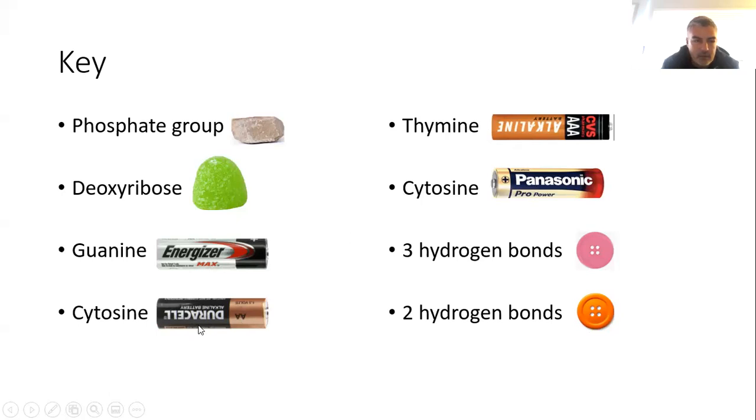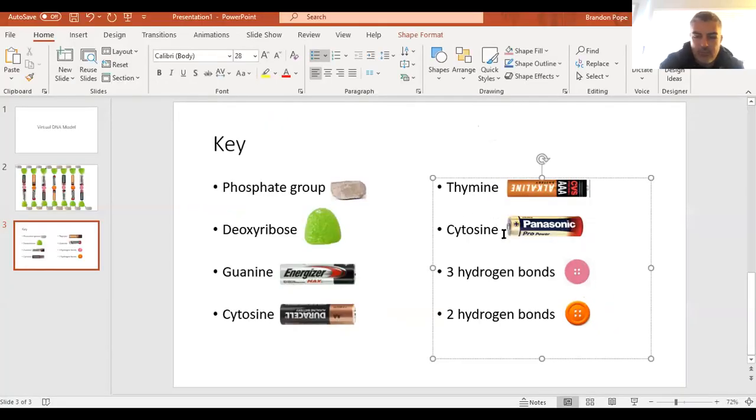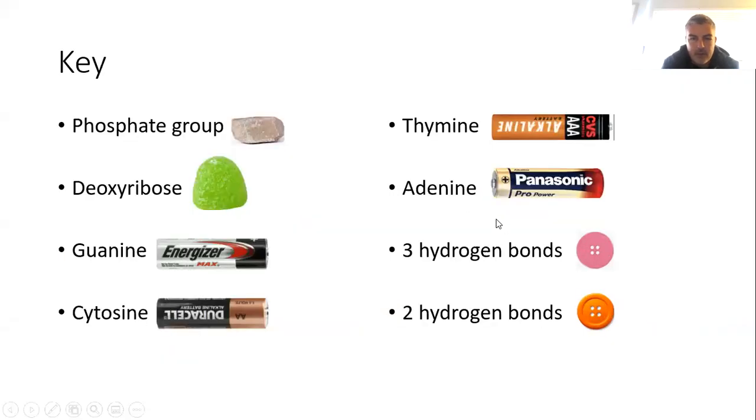So why did I have cytosine here twice? What's wrong with me? Guanine, cytosine. This is supposed to be adenine. I made a mistake. Oh my God. Let me fix that. We'll fix this before you present. Okay, we're okay again. Life's better.